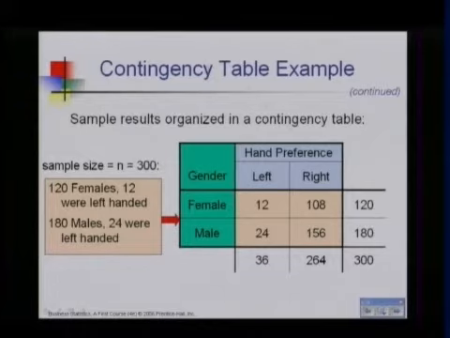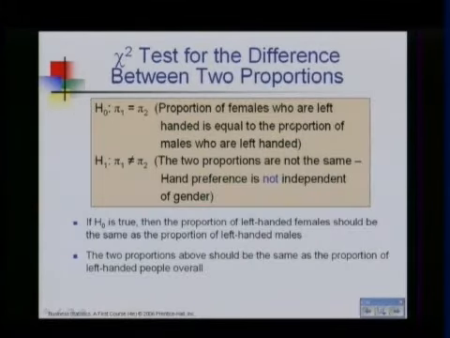The basic idea here is if there isn't any difference between males and females, we would expect the overall proportion to be the same for males and females regarding being left-handed or not. So for instance, we have 120 females and 120 males, giving us our total of 300. Of those, 36 are left-handed and 264 are right-handed. So this is the hypothesis we're going to be working with here.